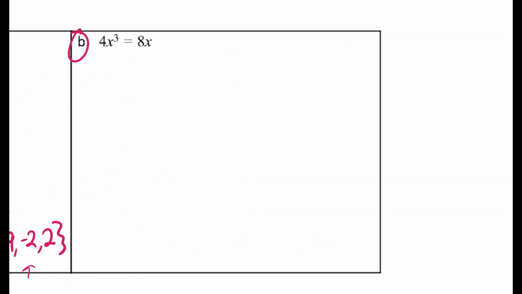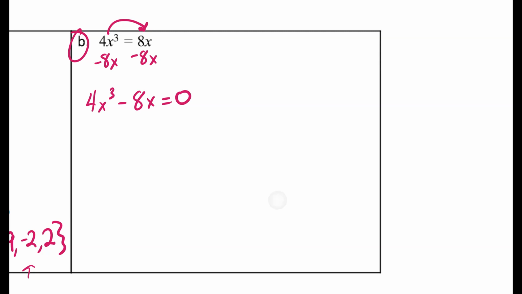This is still an equation that we can solve easily by factoring. So I'm going to start by subtracting 8x on both sides. So I have 4x cubed minus 8x equals 0, just because I need one side equal to 0. You could have moved the 4x cubed over there, it doesn't matter which order you do this in.